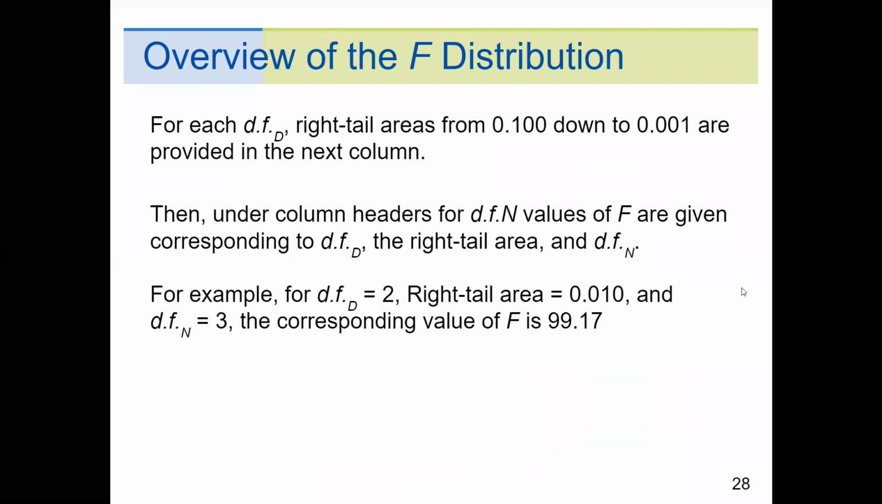For each degree of freedom for the denominator, right tail areas from 0.1 down to 0.001 are provided in the next column. Then under column headers for degrees of freedom for the numerator, values of F are given corresponding to degrees of freedom denominator, the right tail area, and degrees of freedom for the numerator. For example, degrees of freedom denominator equals 2, right tail area 0.010, and degrees of freedom numerator equals 3. The corresponding value of F is 99.17.